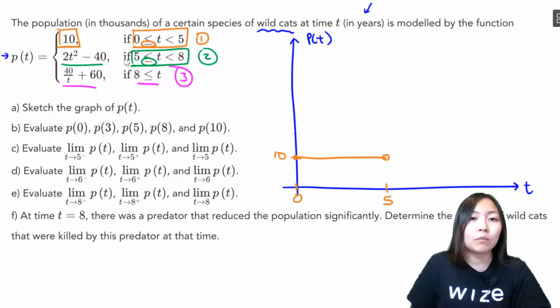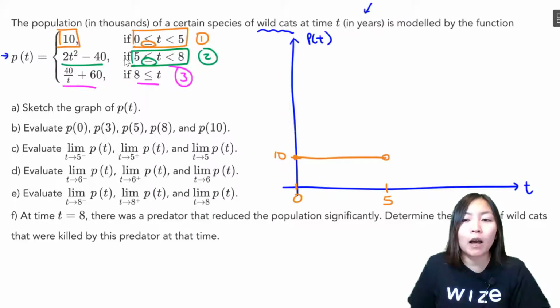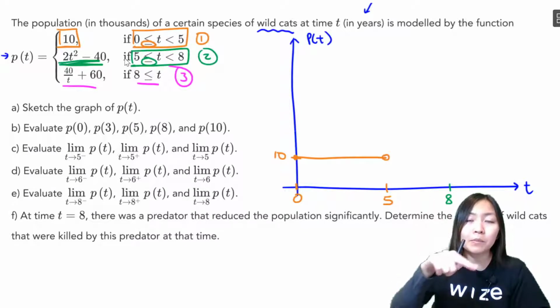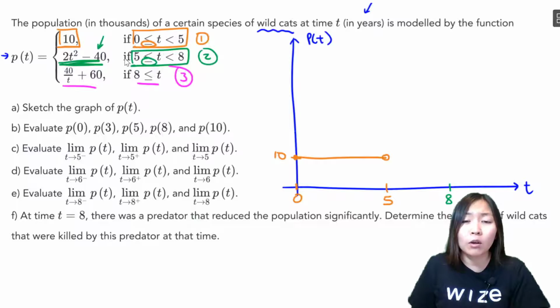Now let's move on to the second piece. That is when t is between 5 and 8. And we have this quadratic function that looks like this. This is a parabola that opens up, so it's a right side up U, and it has a y-intercept of -40. Now, it doesn't make sense for us to graph all the way down to the negatives because we can't have a negative population. Instead, I have a trick for you.